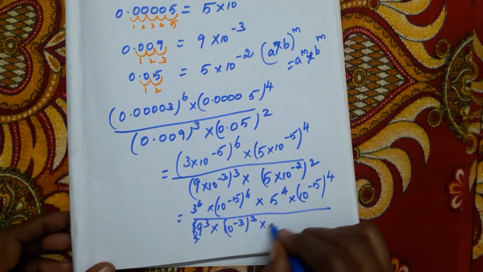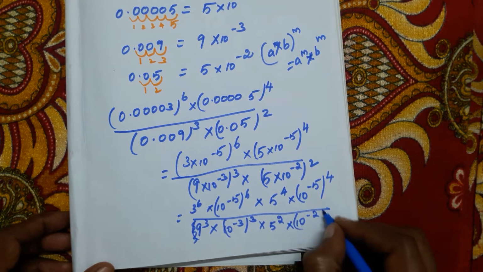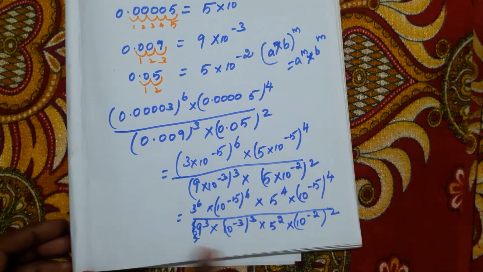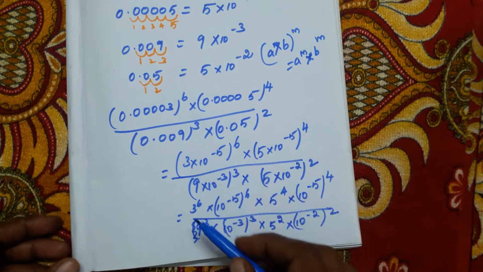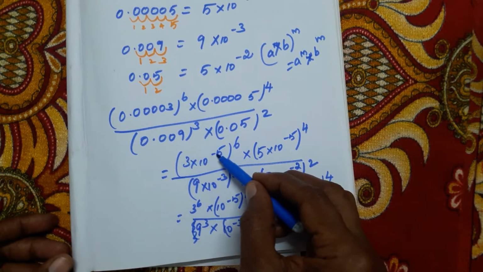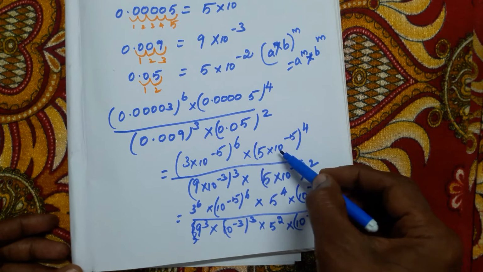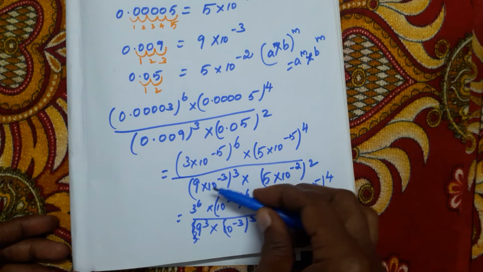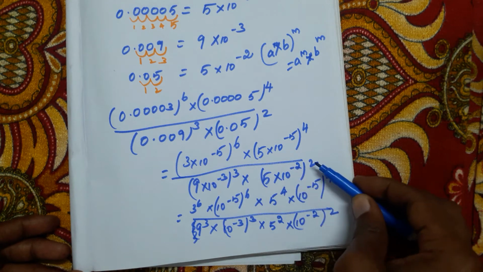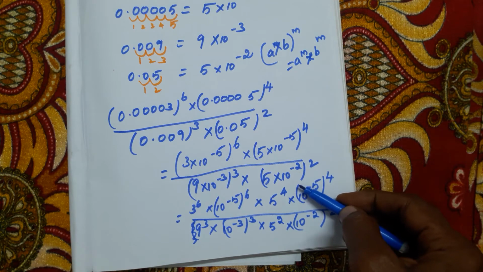Here also (5 square into 10 power minus 2) the whole square. Have we all understood this? First we are substituting (a into b) the whole power m. So (3 power 6 into 10 power minus 5) the whole power 6, (5 power 4 into 10 power minus 5) the whole power 4, (9 power 3 into 10 power minus 3) the whole cube. Next (5 power 2 into 10 power minus 2) the whole square.